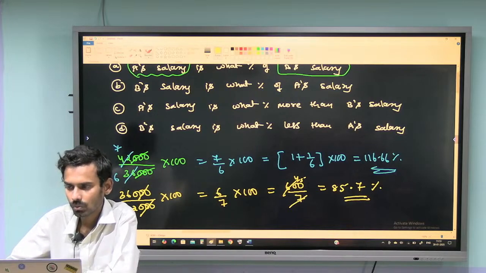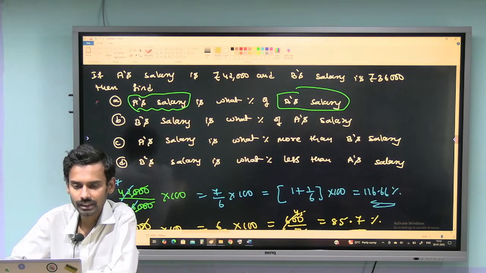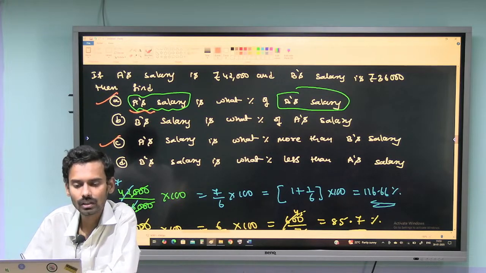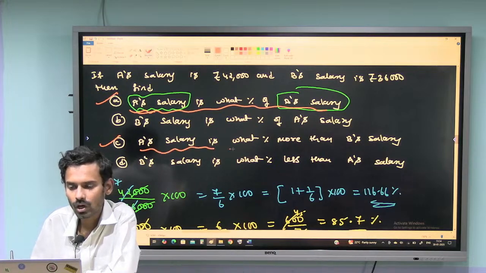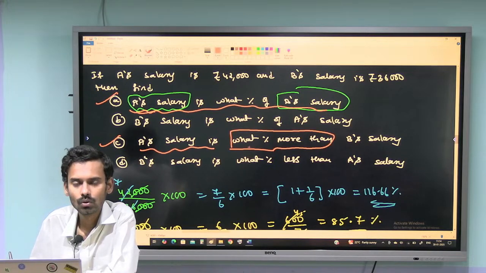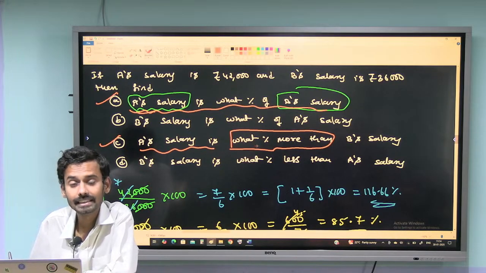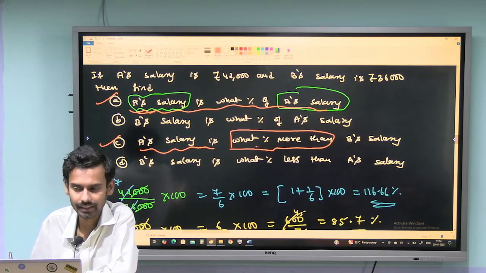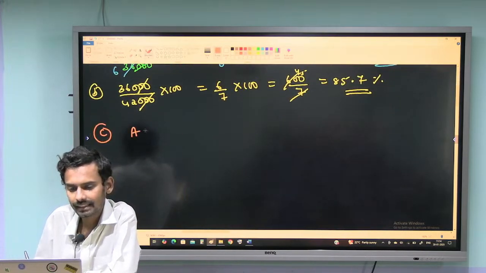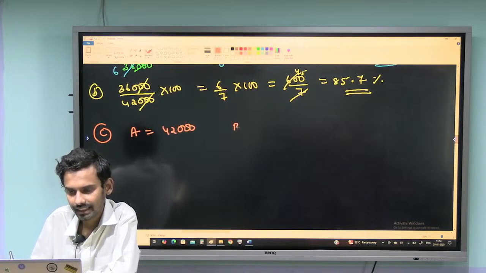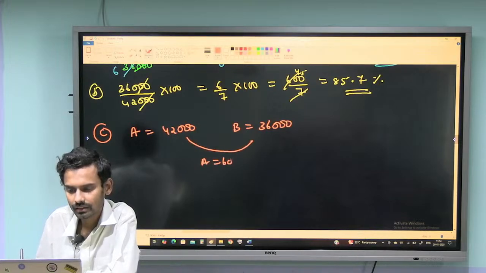Now if you observe, what is the difference between first sub question and third sub question? In first sub question, the question is asking for A's salary is what percent of B's salary. But in the third sub question, the question is asking for A's salary is what percent more than. Now what should I compare? I should compare A's salary is how much more than B's salary. So sub question C, A's salary is 42,000, B's salary is 36,000. Can I say A's salary is 6,000 more than B's salary?